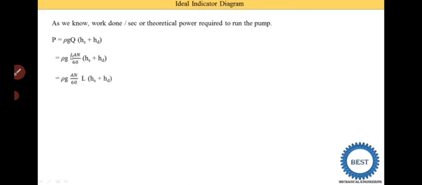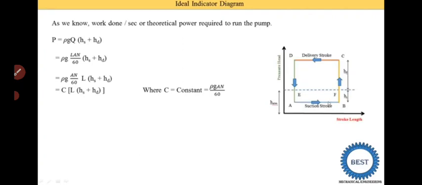Then further simplified, this L is multiplied with HS plus HD, so it is written as this equation. Now rho g into area into N divided by 60 is considered as the constant. So instead of this part, we write C in bracket L into HS plus HD. Now what is HS plus HD? HS plus HD is equal to the height of this indicator diagram. And L is equal to our stroke length, that is the distance from A to B or C to D. So this equation is written as C into length of indicator diagram into height of indicator diagram.